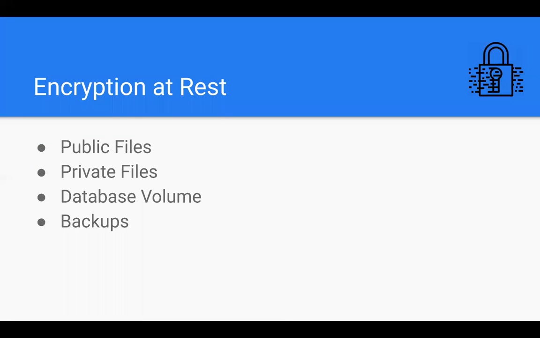So yeah, talking about all things encryption here. First off the rank is encryption at rest. This is talking about stuff that is stored on disk, and when a machine is imaged or someone gets access to the file system, you want to protect your data and make sure that they can't just run off with your database volume or stuff that's in your private file system or your backups.